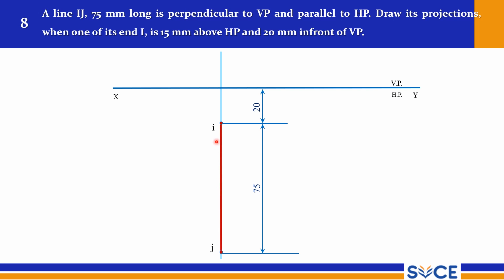The corresponding front view is a point. So I is invisible and J is visible. So just mark a point at 15 mm, that becomes your front view. So I is within bracket, J is without bracket. So this is the front view. So you have to start the problem with the true length line. That is very important. As usual, mention that all dimensions are in mm. So this is the kind of problem where the line is perpendicular to VP and parallel to HP.